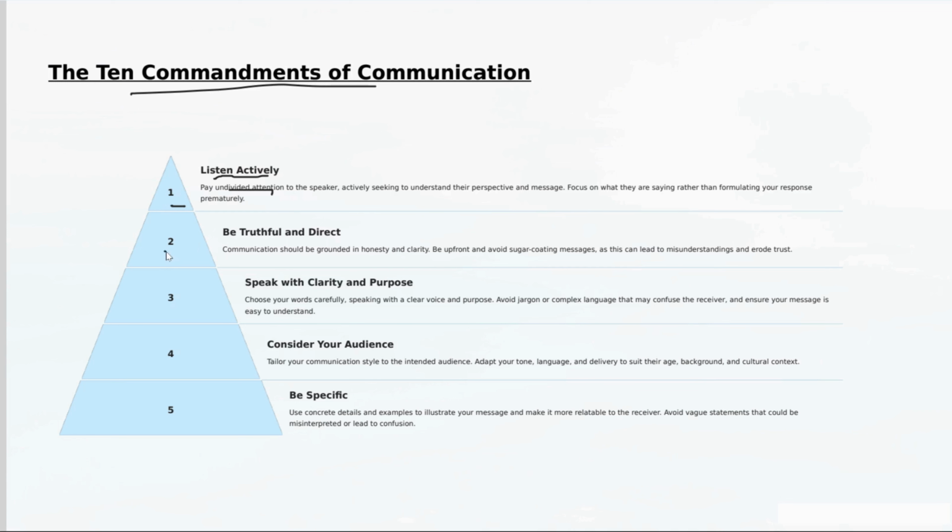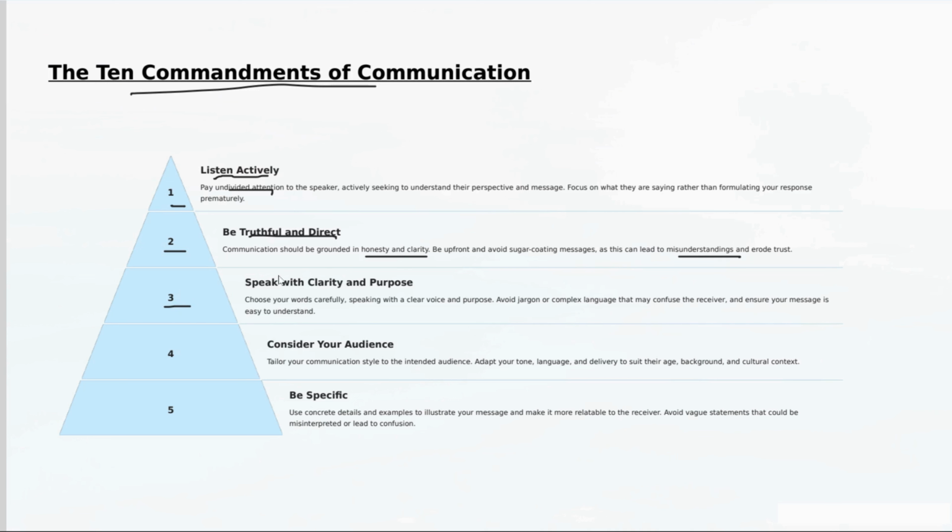Now, second, be truthful and direct, right? So if you are honest and have enough clarity on communication, you won't need to exaggerate or sugarcoat the language or the thing, so that your trust is not evaded and communication doesn't lead to misunderstanding, right? So if you are honest and truthful, you won't need any sugarcoating.